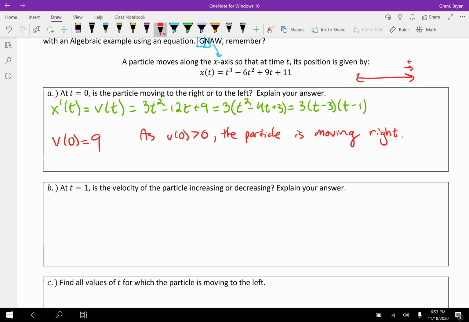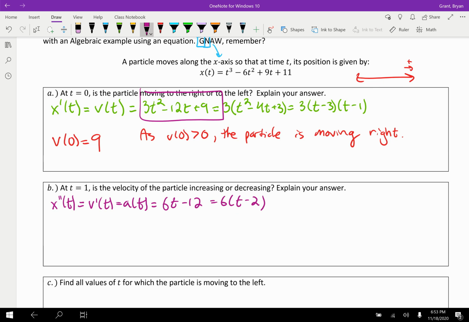So if we want to check the velocity here, we're going to need to start with our x prime of t up here, and I need to take the derivative of that. It's your choice on how you want to show it. You could show a bunch of it. The second derivative of x is the first derivative of v, which is the acceleration, and the derivative of that guy is 6t minus 12, or 6 times t minus 2.